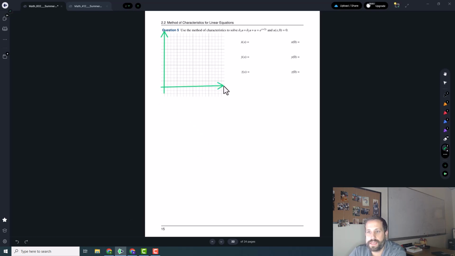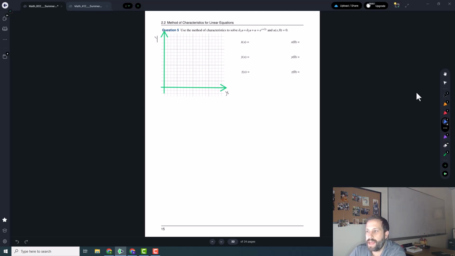Okay, so this is the x-axis. This is the y-axis, okay? And what do we know? We know the solution along the x-axis. We know that along the x-axis, the solution is equal to 0.